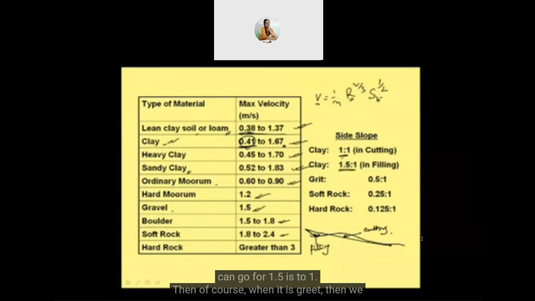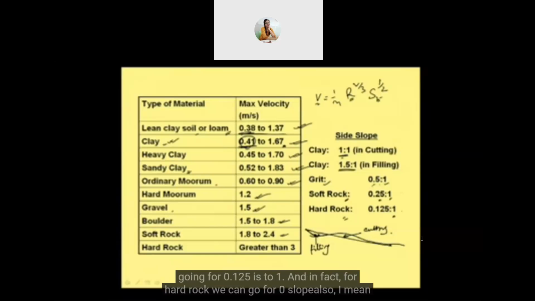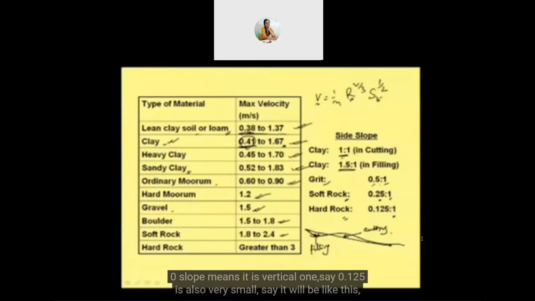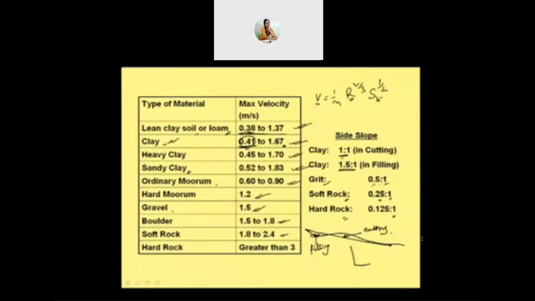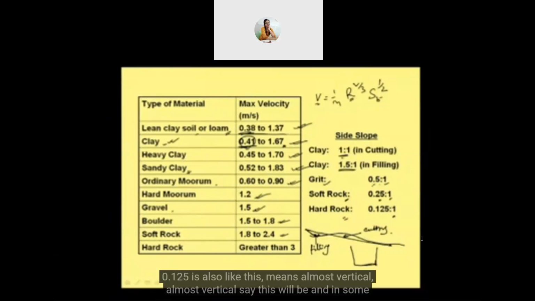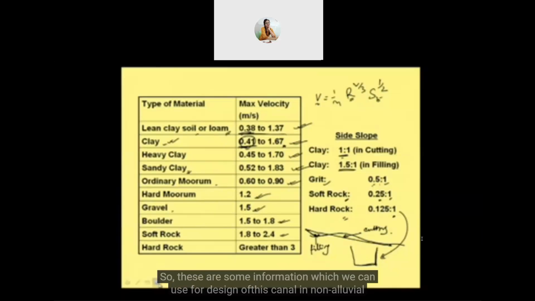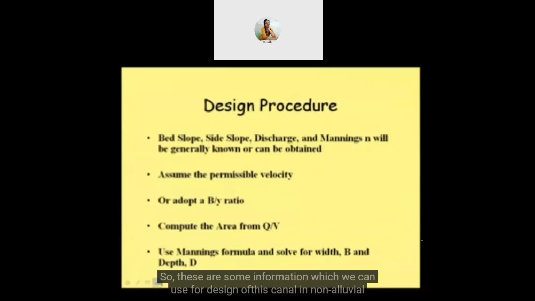Then of course, when it is grit, we can go for 0.5:1. And if it is soft rock, we are talking about cutting, then it is 0.25:1. That way it is increasing. For hard rock, we are going for 0.125:1. And in fact, for hard rock, we can go for zero slope also. I mean, zero slope means it is vertical. 0.125 is also very small, means almost vertical. And in some cases, we can even go for a vertical cut. So these are some information which we can use for design of this canal in a non-alluvial channel.